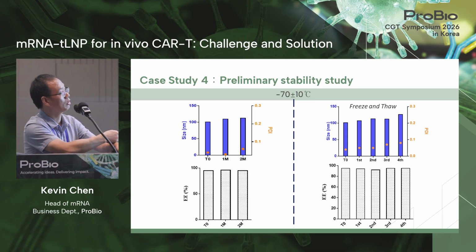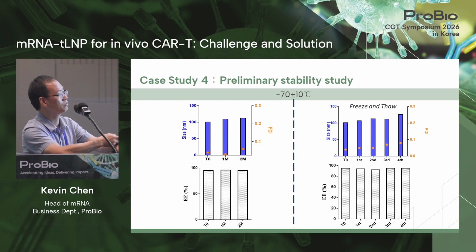And then we try to characterize the freeze and thaw capabilities. As you can see, we freeze and thaw for 1 time, 2 times, 3 times, and 4 times, and the size actually increases after the 3rd time, and the PDI is quite good, it's acceptable, and the encapsulation efficiency is also quite stable. It's still like 95 or 96% here.